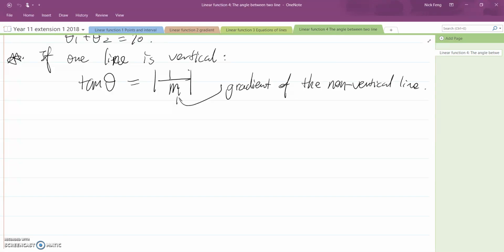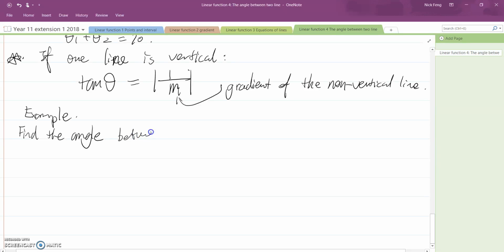Okay, let's continue working on an example. We mentioned that if one of the lines is vertical, how to find the angle between this vertical line and another given line. So for example, find the angle between the line x equals 1 and 2x minus y plus 5 equals 0.